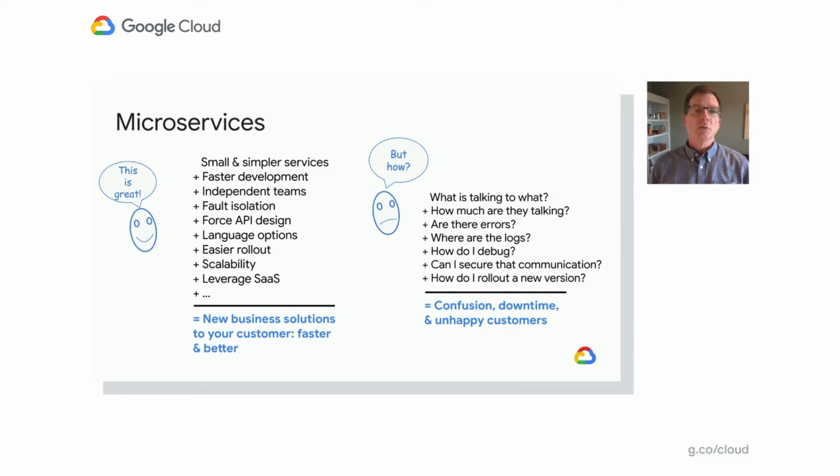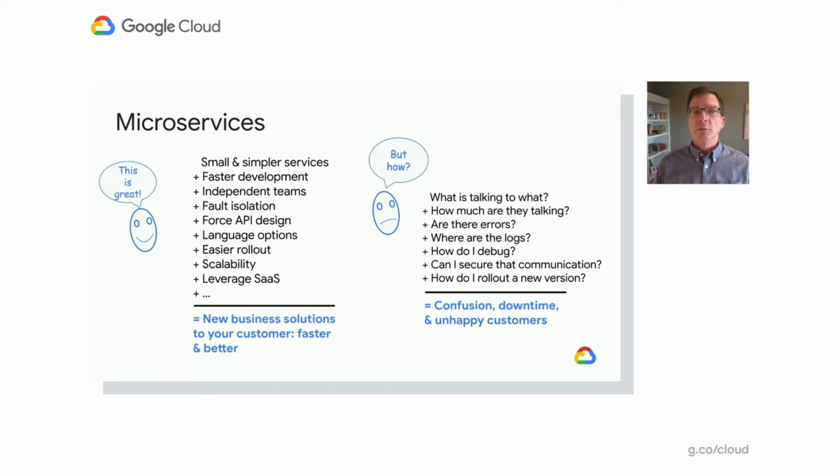However, this new architecture comes with some drawbacks as well, right? As you break things apart, your services are now doing a lot more communication than they used to. So you have to know how they're communicating. You may need to secure that communication. Since the services are independent, you may have them logging in different places, so it's harder to debug. All these things can lead to some confusion, some downtime, and ultimately unhappy customers.